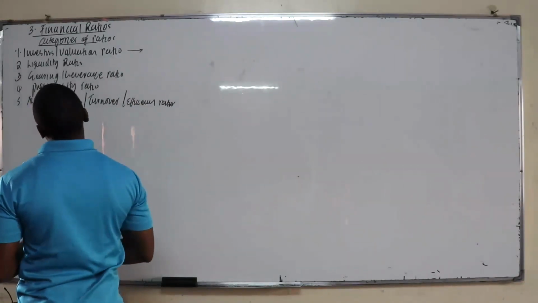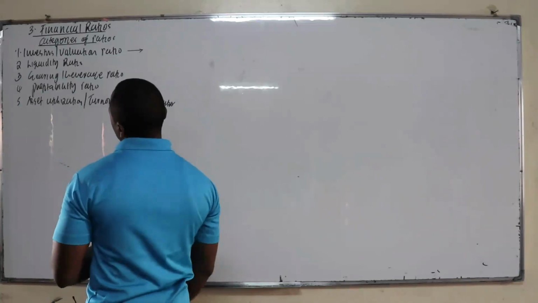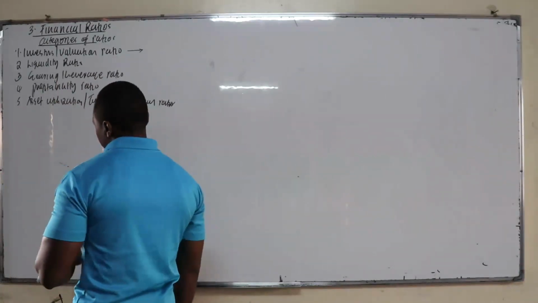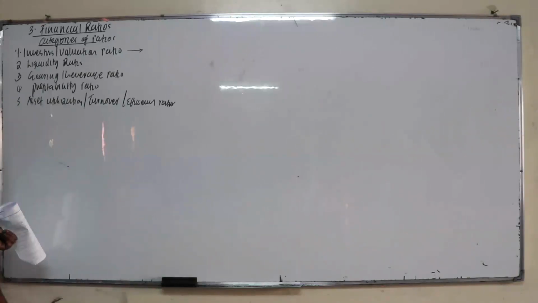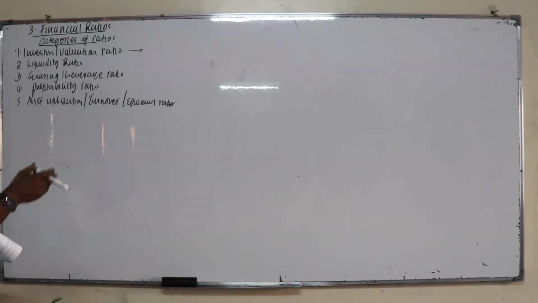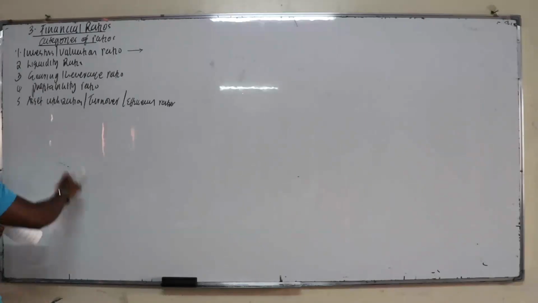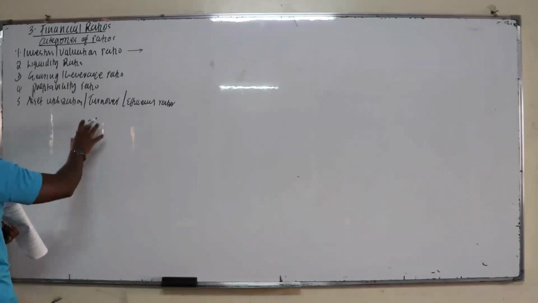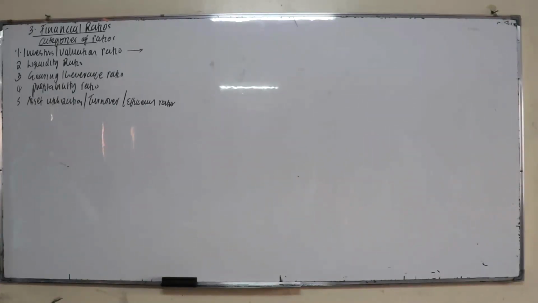Those are the 5 categories of ratios. The investors ratio shows the value of the company, such as earnings per share, dividend per share, the price earning ratio, all that. Then liquidity ratios show the ability of the company to clear short-term liabilities within a given period of time. Then the gearing or leverage ratio shows the extent to which the company has used borrowed funds in the capital structure. Profitability ratios, that one you know what it shows. Then number 5, asset utilization or turnover ratios show how efficiently the company utilizes its assets.